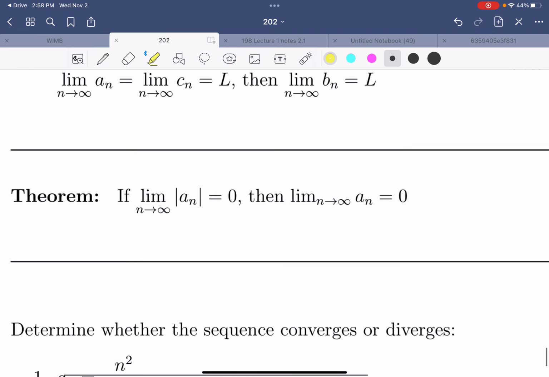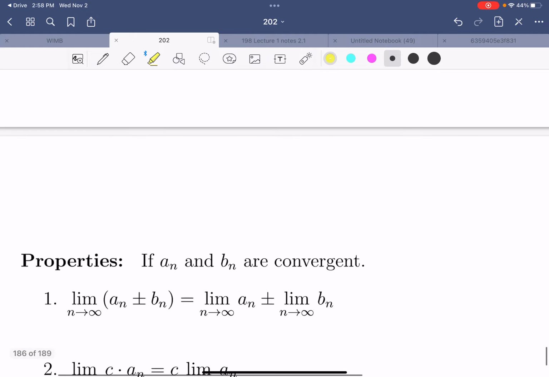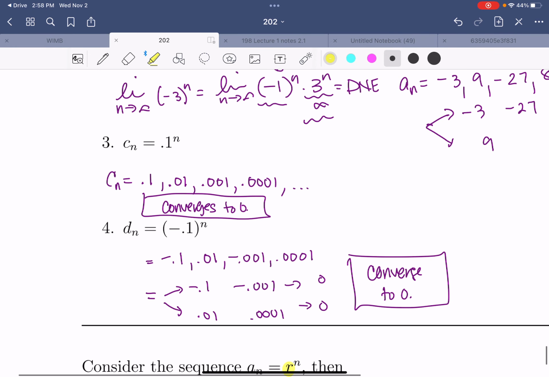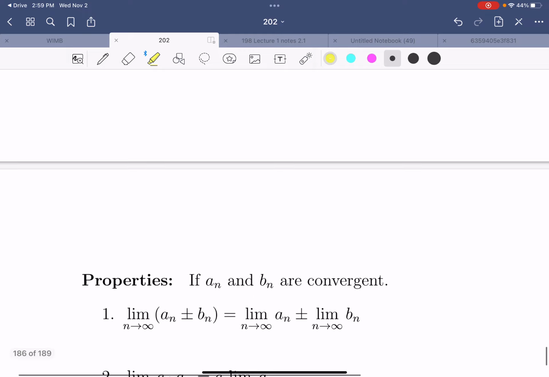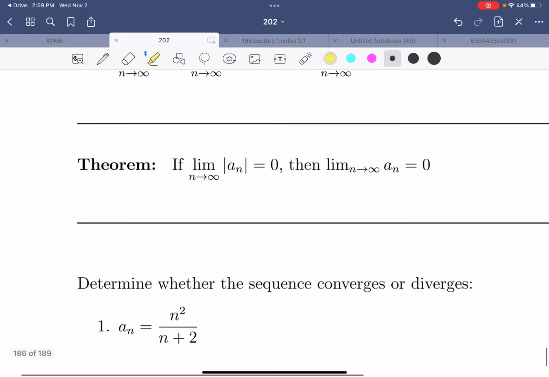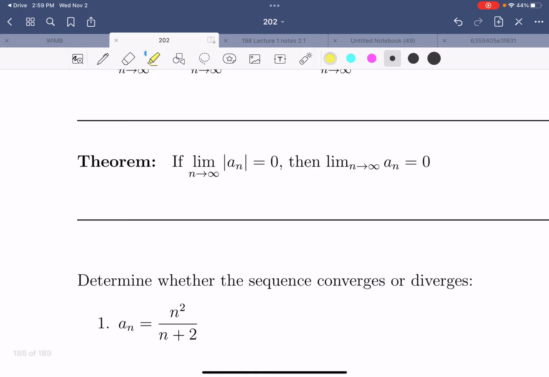The other thing you get is that if the limit of the absolute value of a_n is 0, then your limit is also 0. And we can notice that from our example up here. Both 0.1 to the n and negative 0.1 to the n converge to 0. So if the positive version converges to 0, then alternating the signs as you go to 0 does not change it. So you can also look at the absolute value of something to determine whether it's going to go to 0.